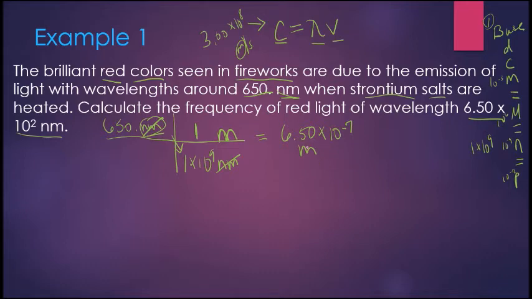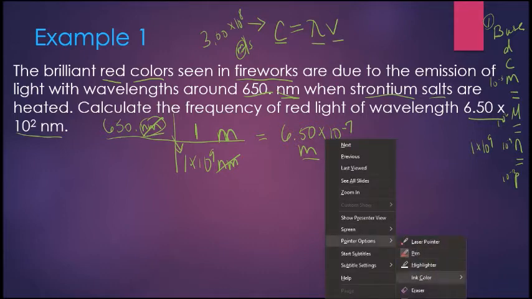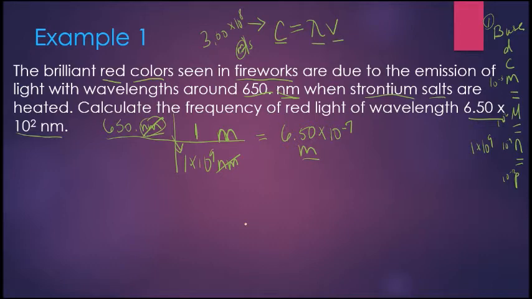Now that I have it in meters, and the speed of light is in meters, now I can plug it into my equation and be able to calculate from there. So c equals lambda times nu, so here's 3 times 10 to the 8th meters per second. That equals our wavelength times our frequency. So I'm just plugging it into the formula.